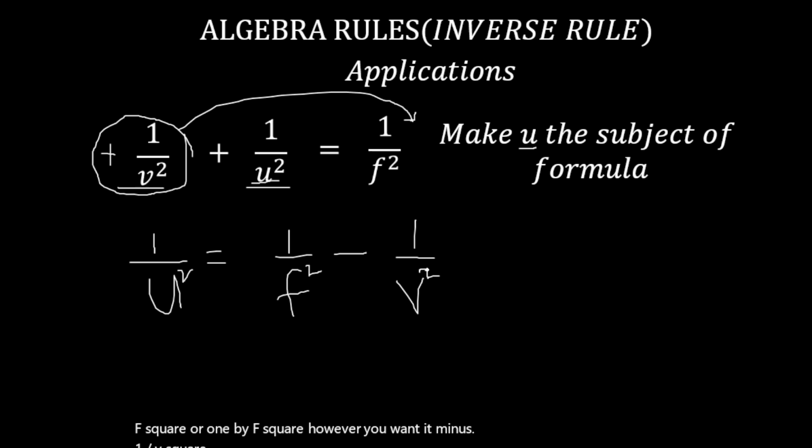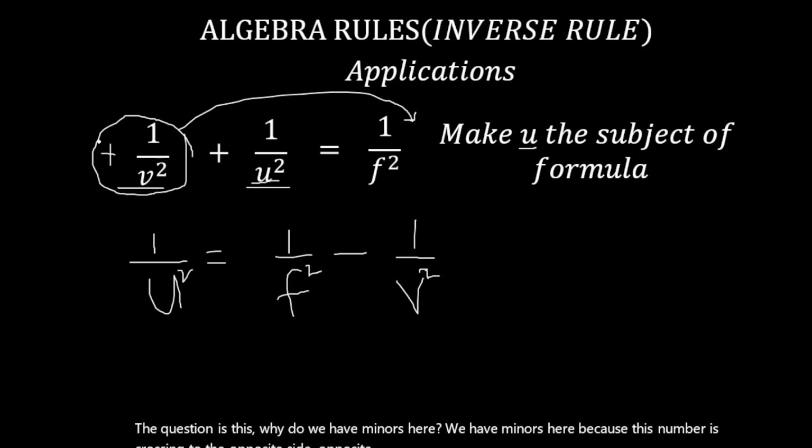The question is this: why do we have minus here? We have minus here because this number is crossing to the opposite side, so its sign will change to the opposite sign. The sign of this number still remains positive, which can be put here, but not shown.